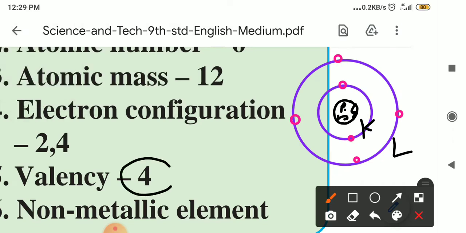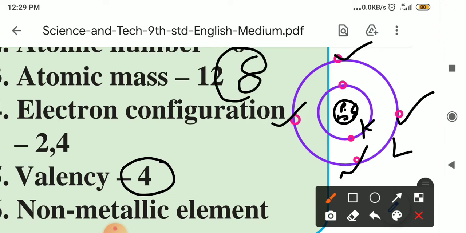So valency is 4. What is valency? How many electrons are present in the outermost orbit? Which is the outermost orbit? That is the L shell. How many electrons are there? 1, 2, 3 and 4. And its capacity is 8. The second orbit's capacity is 8.